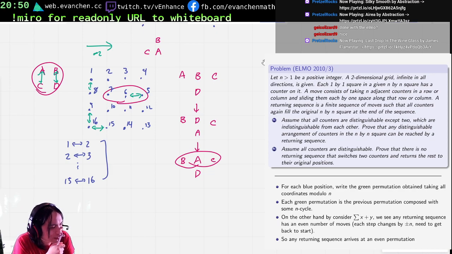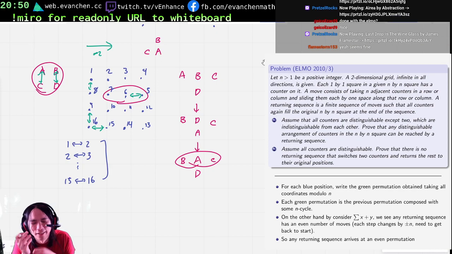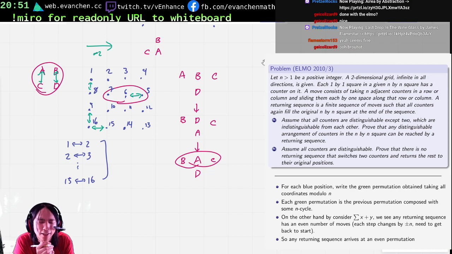Wait, let me make sure that's true. I think it should be true. Let me make sure I'm not crazy. Yeah, of course it's true. You can bubble sort. I have a hard time visualizing permutations in my head, but basically it's a bubble sort. Okay, cool. So this just kind of works.